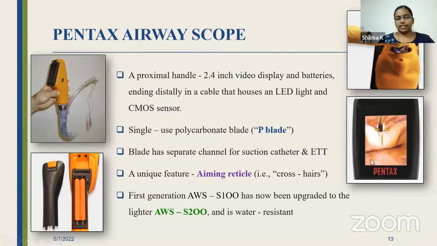The first generation was AWS S100. It has been upgraded to AWS S200, which is lighter weight and water resistant.